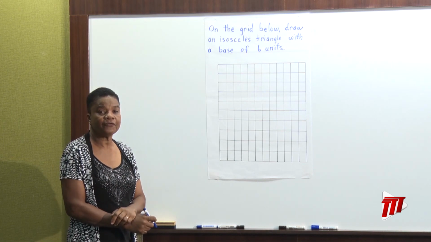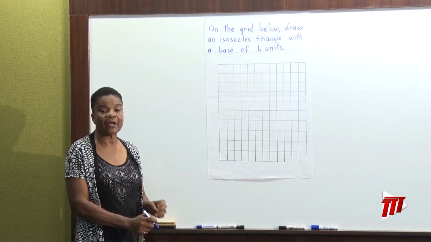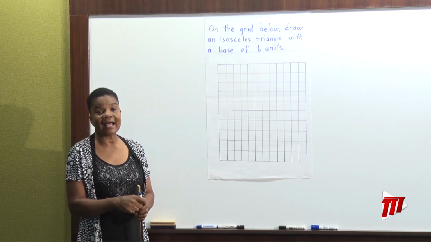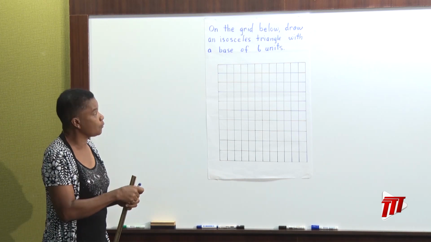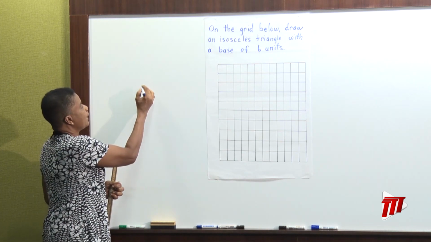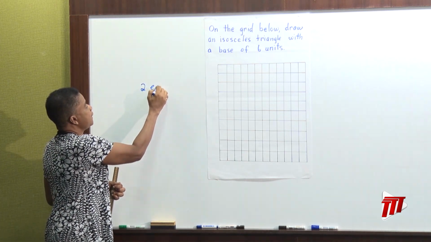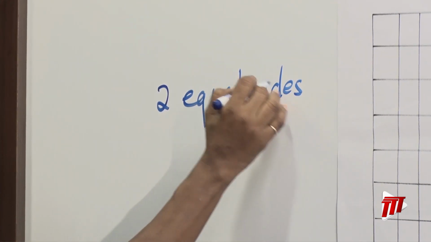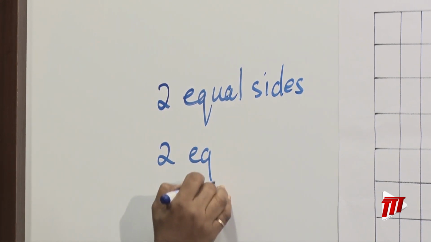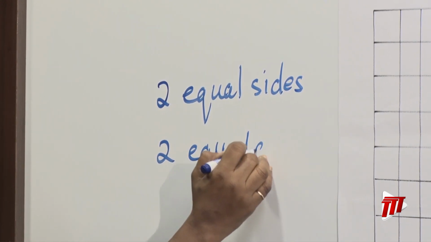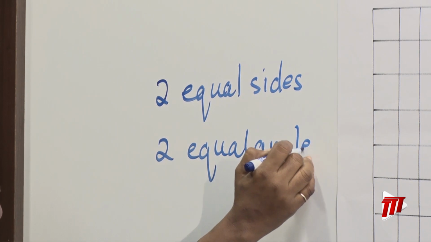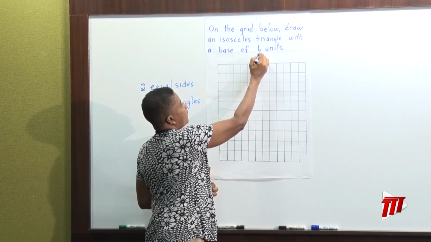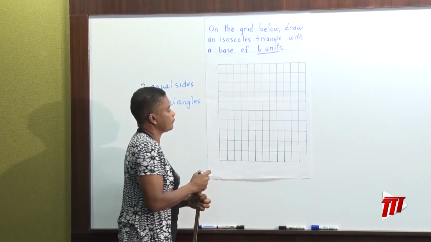Again, let's review what is an isosceles triangle. Remember, an isosceles triangle has 2 sides that are equal. So we know we are looking for 2 equal sides. And when we get 2 equal sides, we will also find 2 equal angles. What's the second piece of information? The base must be 6 units.